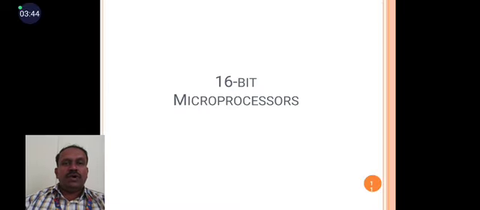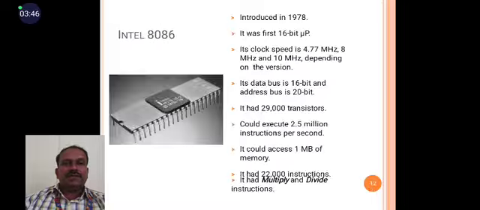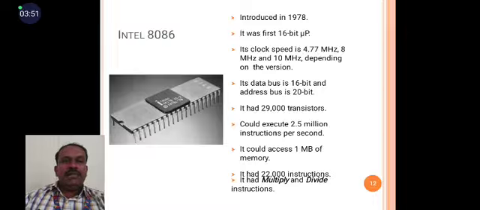Next we move on to the 16-bit microprocessor. The first device for the 16-bit microprocessor is the Intel 8086. It was introduced in 1978. It was the first 16-bit microprocessor, and the clock speed is 4.77 MHz, 8 MHz, 10 MHz, etc., depending on the version, and it can be used for different applications. The data bus length is 16-bit and the address bus is 20-bit. It had 29,000 transistors. It could execute 2.5 million instructions per second. It could access 1 megabyte of memory.